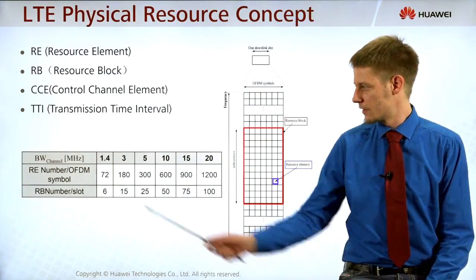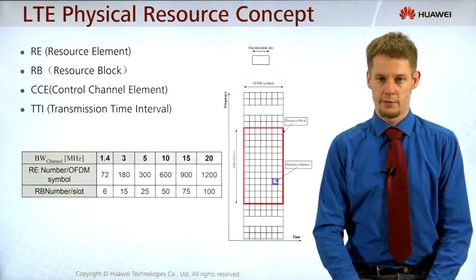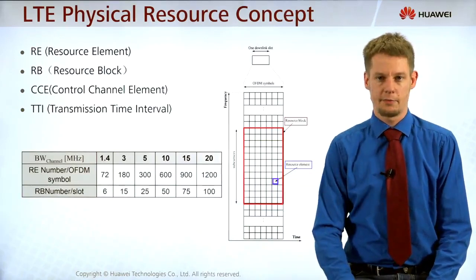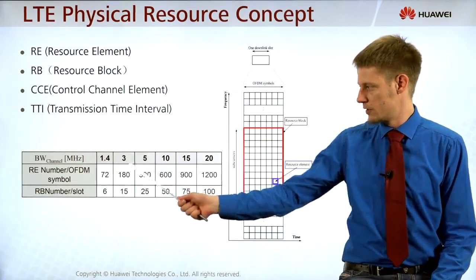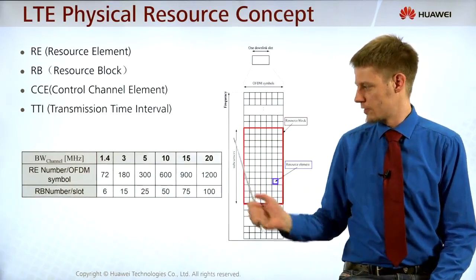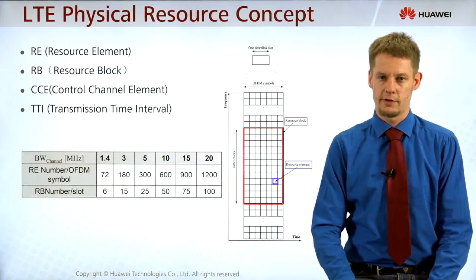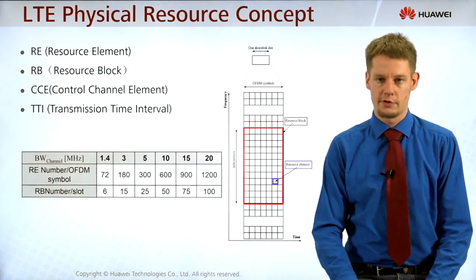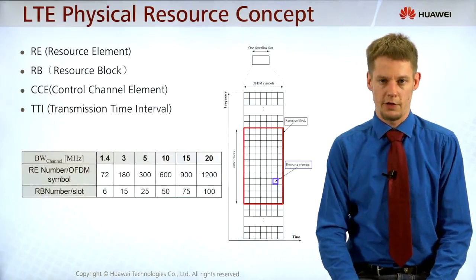And this means that in the smallest bandwidth with 1.4 megahertz, we can only have 6 resource blocks in the frequency domain. With the larger ones, 3, 5, 10, 15, and 20 megahertz, we can have more resource blocks in the frequency domain. And with the largest ones, we have 100 resource blocks. And this means 1,200 subcarriers.